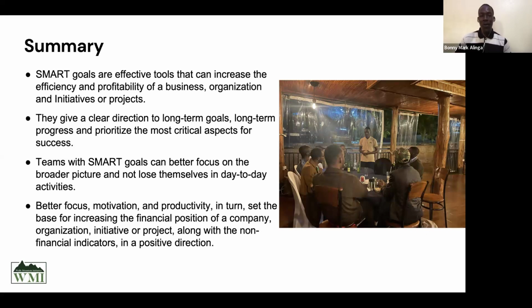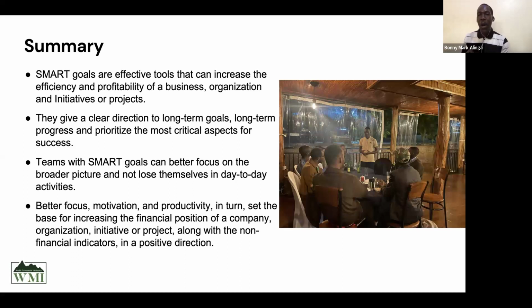SMART goals will give you a clear direction to long-term goals, short-term goals, progress, and prioritizing the most critical aspect of your success in your initiative, in your organization, in your business, in the event you're planning. It will give the team the opportunity to be better focused on the broader picture of what they want to achieve, not losing themselves in day-to-day activity, remaining focused.